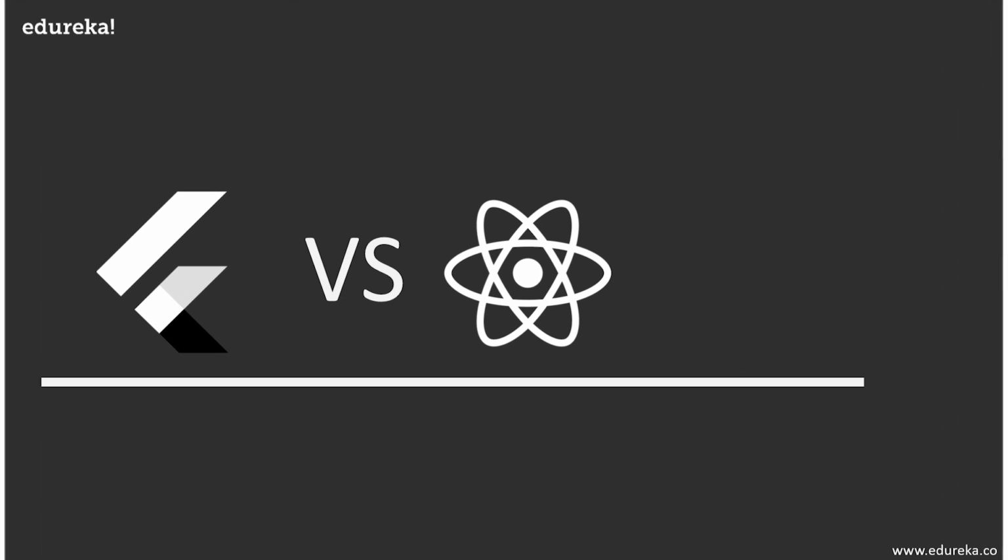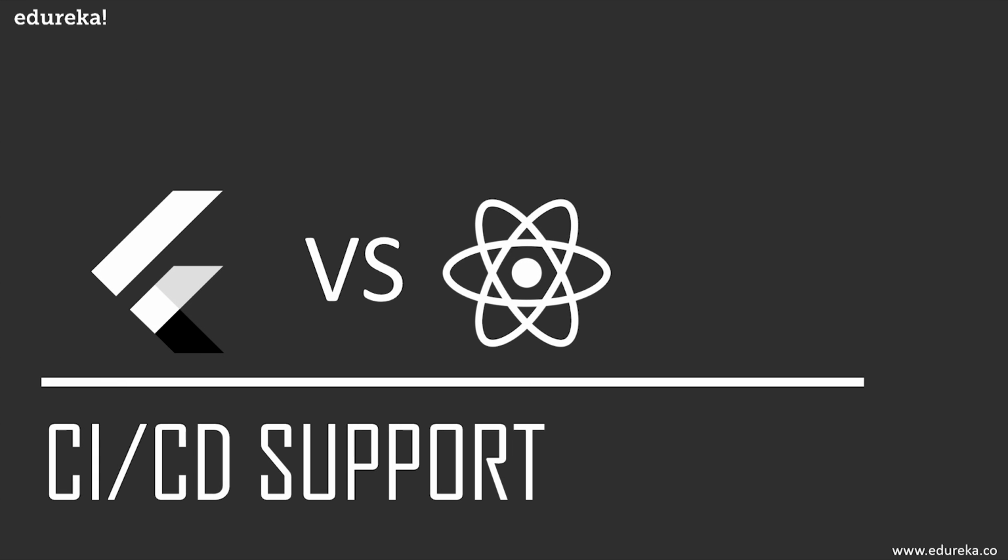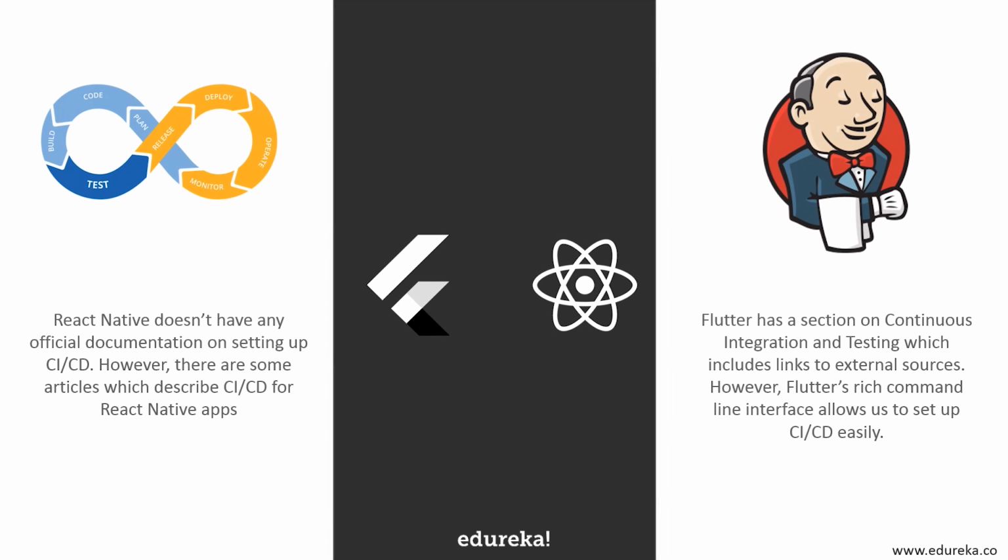The last point of comparison is the CI/CD support, or as you might know it, continuous integration and continuous development support. DevOps has become quite the big thing today. Continuous integration and continuous delivery practices are essential for any application in order to get continuous feedback and avoid releasing buggy code. React Native doesn't have any official documentation on setting up CI/CD. However, there are some articles which describe the CI/CD for React Native applications. You can find such articles on the web pretty commonly.